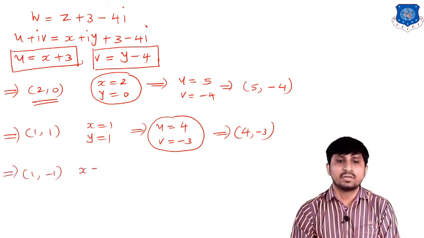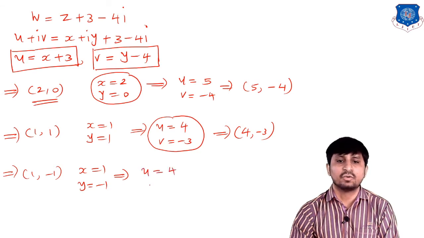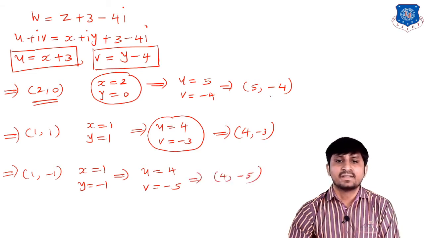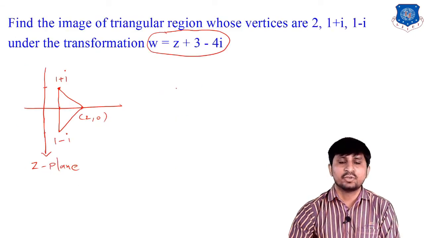The third point is (1, -1). So x is equal to 1 and y is equal to minus 1. Take x equal to 1 and y equal to minus 1 here. So we get u equal to 4 and v equal to minus 5. So the other point is (4, -5). So these are the points (5, -4), (4, -3) and (4, -5). So you can easily find the figure in the W plane.